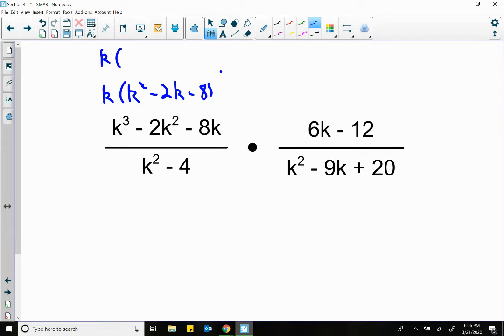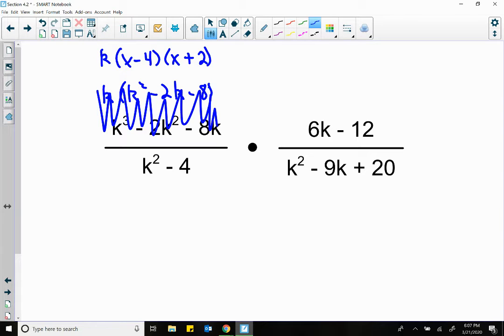If stuff factors, you keep going. So this piece right here factors to x minus 4, x plus 2. Now this numerator is fully factored. Down here, this is a difference of squares. So that'll be k minus 2 and k plus 2. And so that piece is factored.